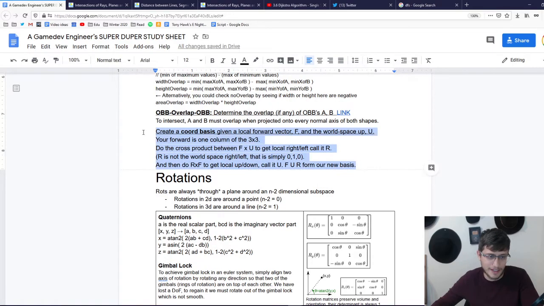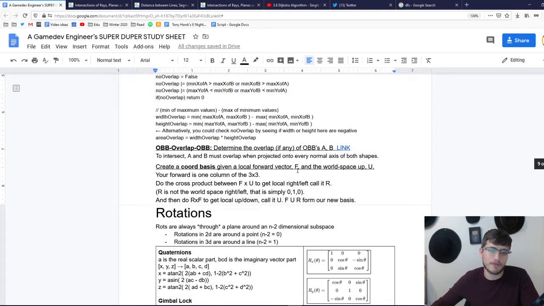And okay, last thing here, which is how to create a coordinate basis given a forward vector and a world space up. Okay, so this is a question. This is pretty much a question I got in an interview once, and I completely failed it. So you're going to want to know how to do this.